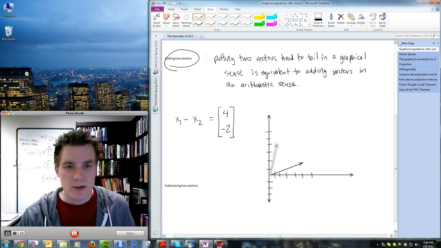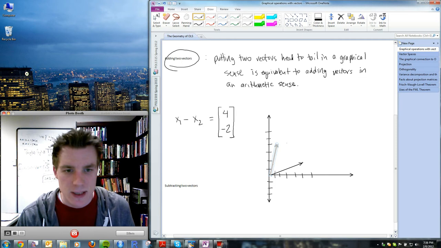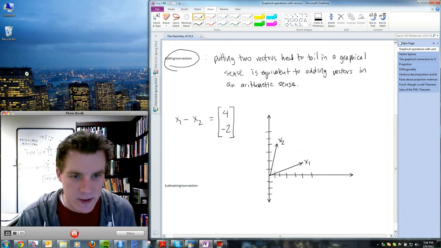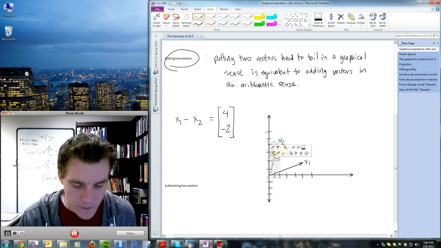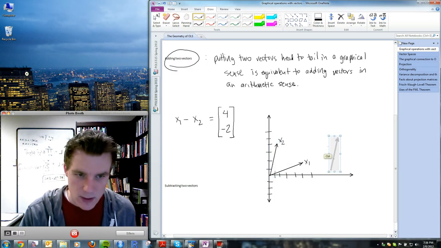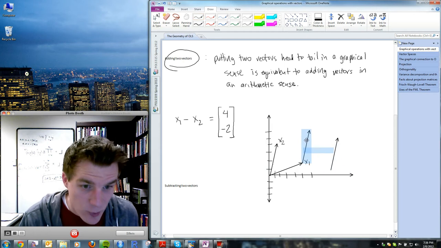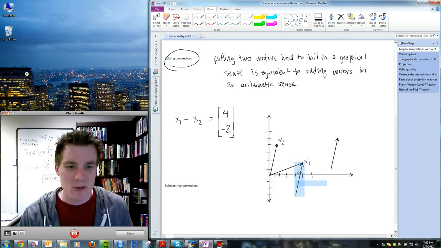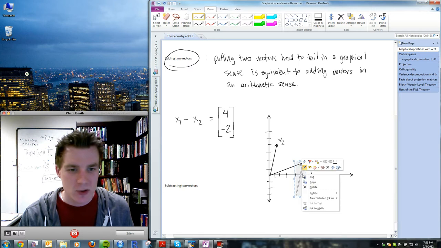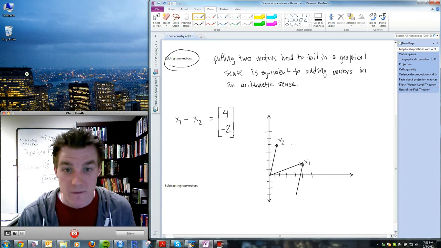If I was going to subtract these vectors, here's the x2 vector, here's the x1 vector. I would take this x2 vector right here, select it, copy that, come over here, and paste it. If I was going to add them, I'd put it up here, head to tail. If I'm going to subtract it, I reverse the direction, so I put it tail to head, as it were. And that, if I've done this correctly, should give me a point of 4, negative 2.